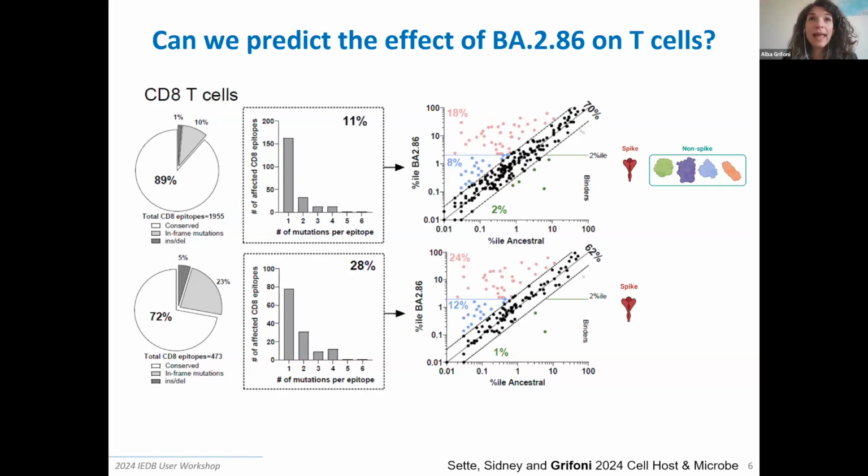So overall, even with the most recent variants, you have mutations, but the majority of your epitopes are still there. And even if you have a single point mutation, particularly in the context of the CD4 T cells, we still have the capability from the HLA molecules to present the peptide to the immune system.